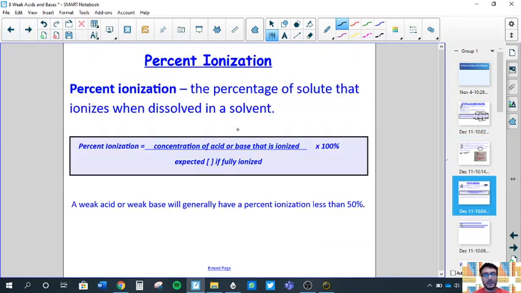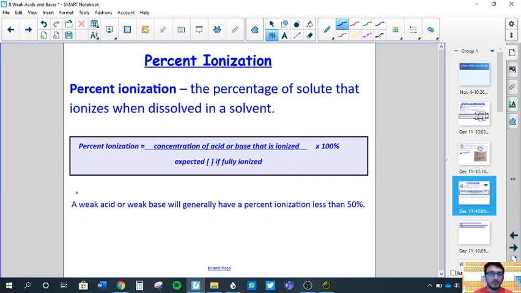Okay, you're also going to see a lot of questions refer to something called percent ionization. So percent ionization is essentially similar to how you would figure out a mark on a test, let's say, or a mark on a quiz. And it's really just the concentration of an acid or base that actually ionized versus what we would expect it to be if it had fully ionized. So if it were a test or a quiz, what did you get over what you could have earned, right? Times 100%, and that's that.